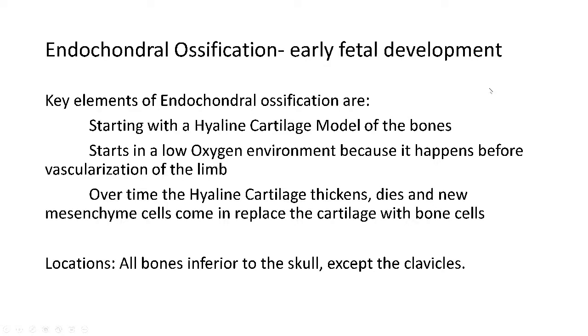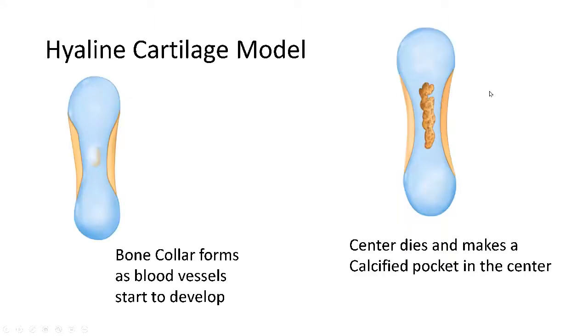Over time, the hyaline cartilage thickens, it dies, which is normal, and new mesenchyme cells come in to replace the cartilage with bone cells. Where does this happen? All the bones inferior to the skull except for the clavicles. So the clavicles are the other kind, but all the bones inferior to the skull are hyaline cartilage models.